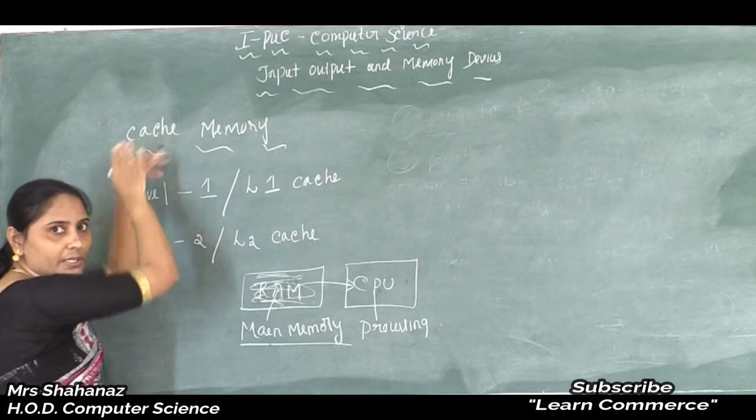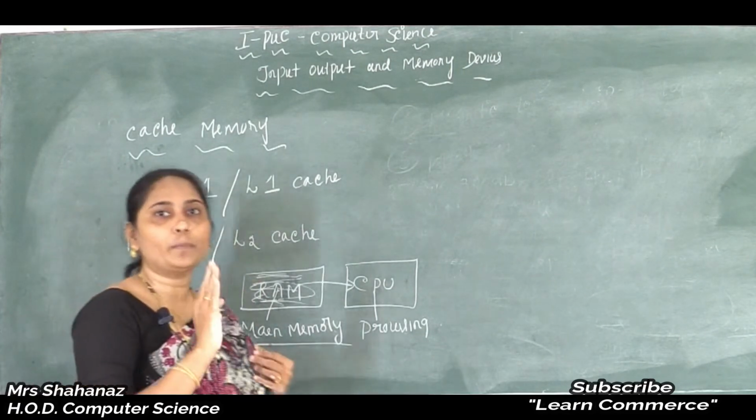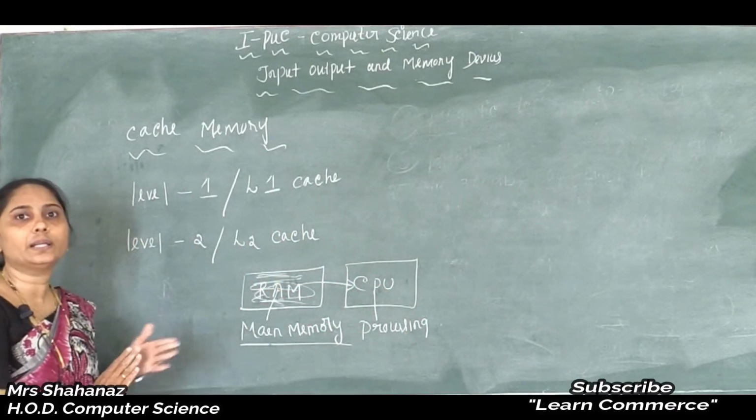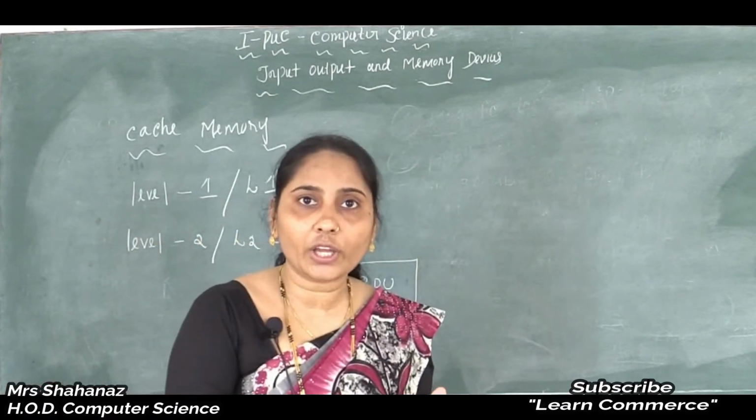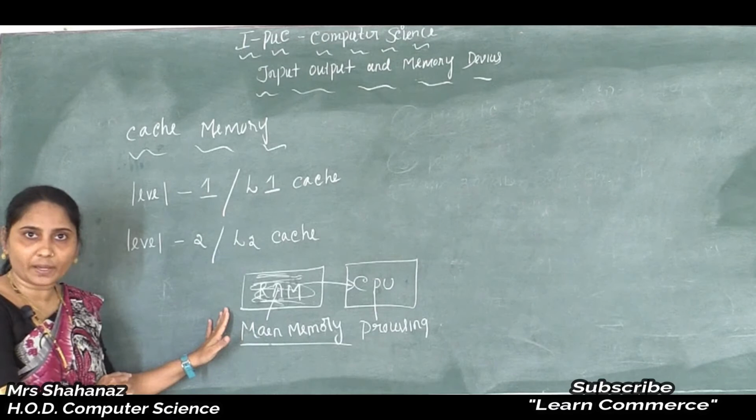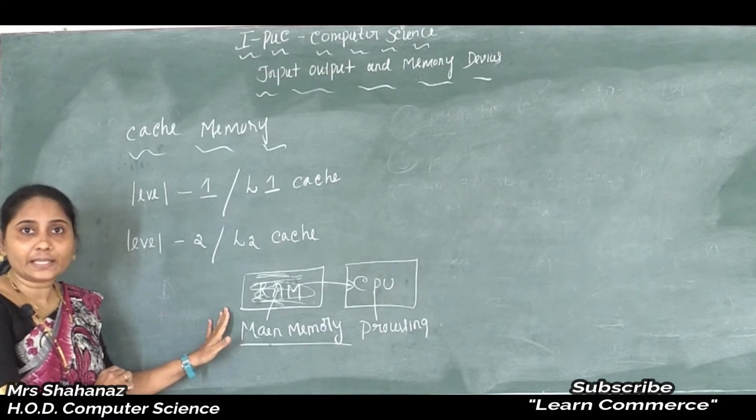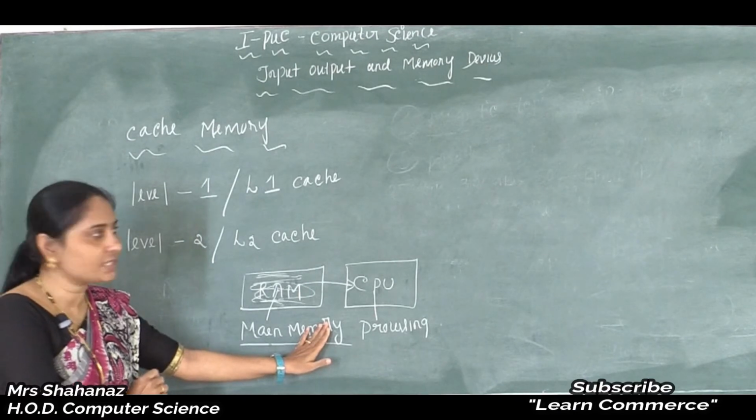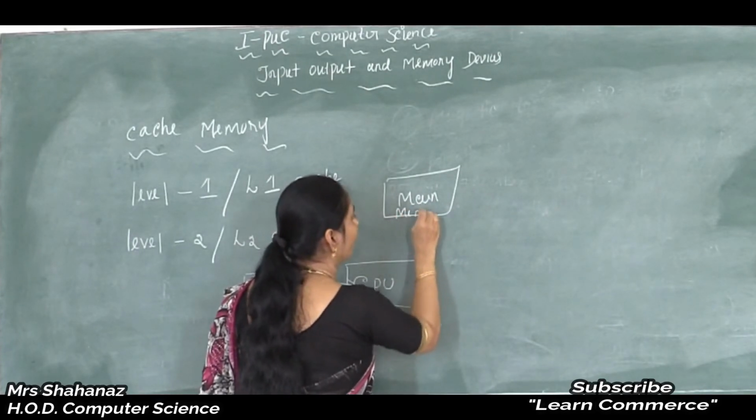So the cache memory is fast memory, expensive memory, and we can say that it is a small memory. That means we can store less information when compared with other memory here. It stores the recently used data that is used by our CPU, that is, data and instruction programs recently used by the CPU. And the cache memory is placed in between main memory and CPU. Clear this point here?